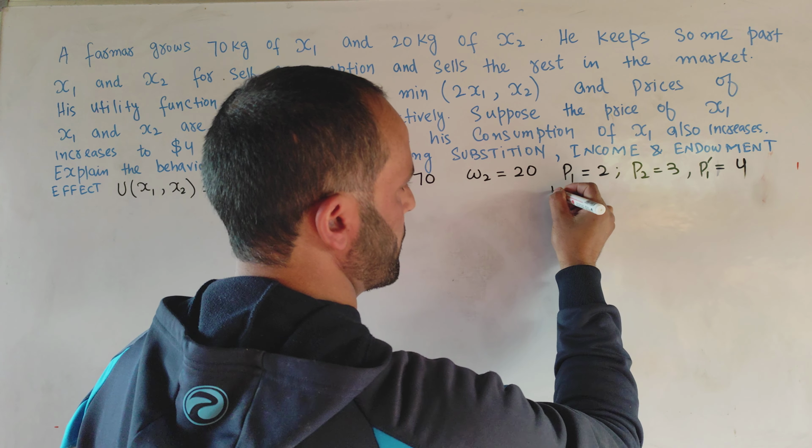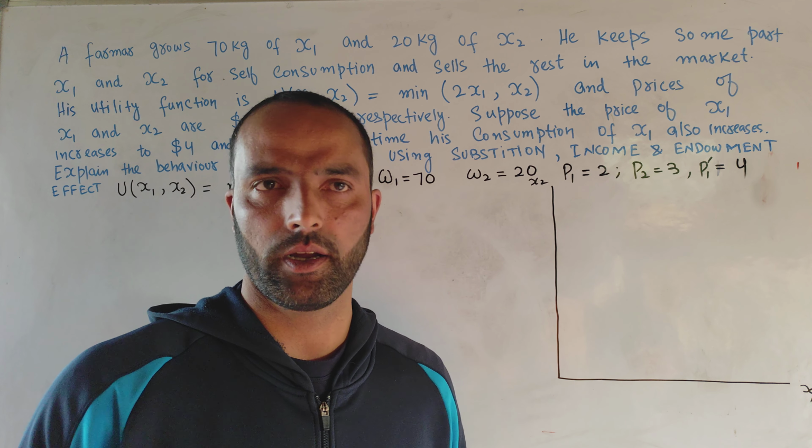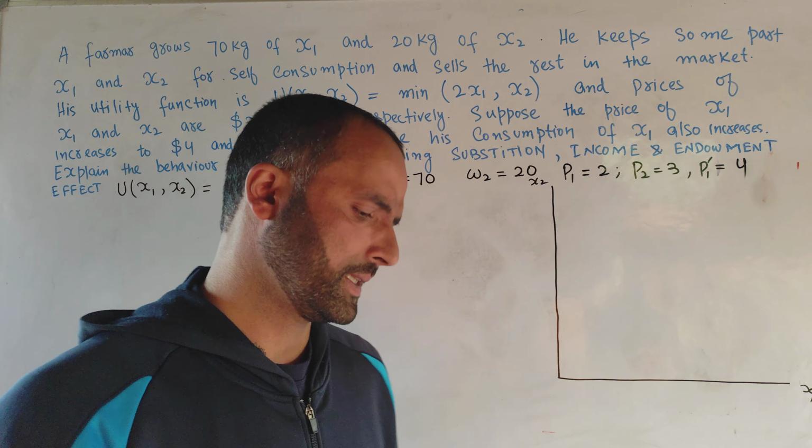After this I can draw the graph. Let us denote X1 on the horizontal axis, as we usually do, and X2 on the vertical axis. The first thing is we should know what is meant by the income effect, substitution effect, and endowment effect. I will explain that also.